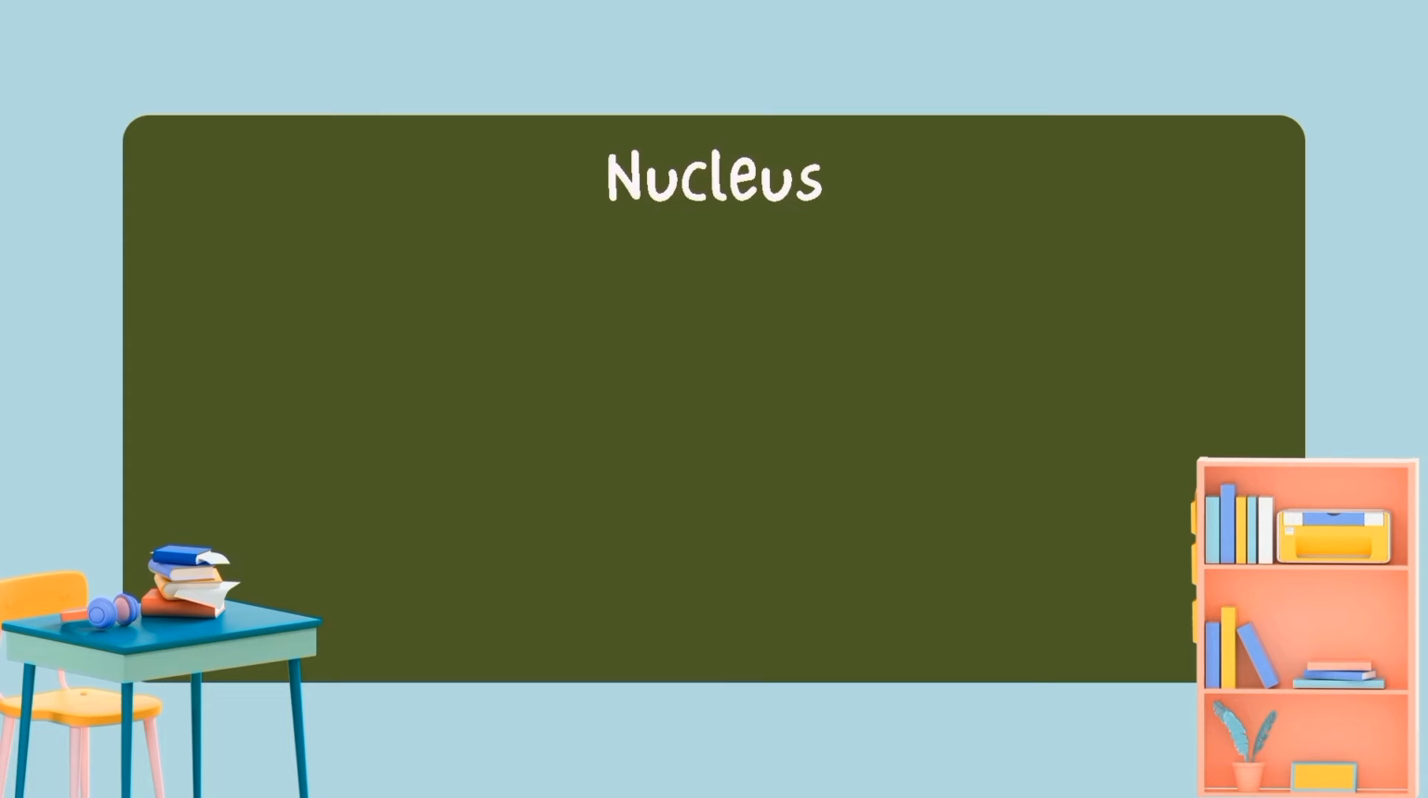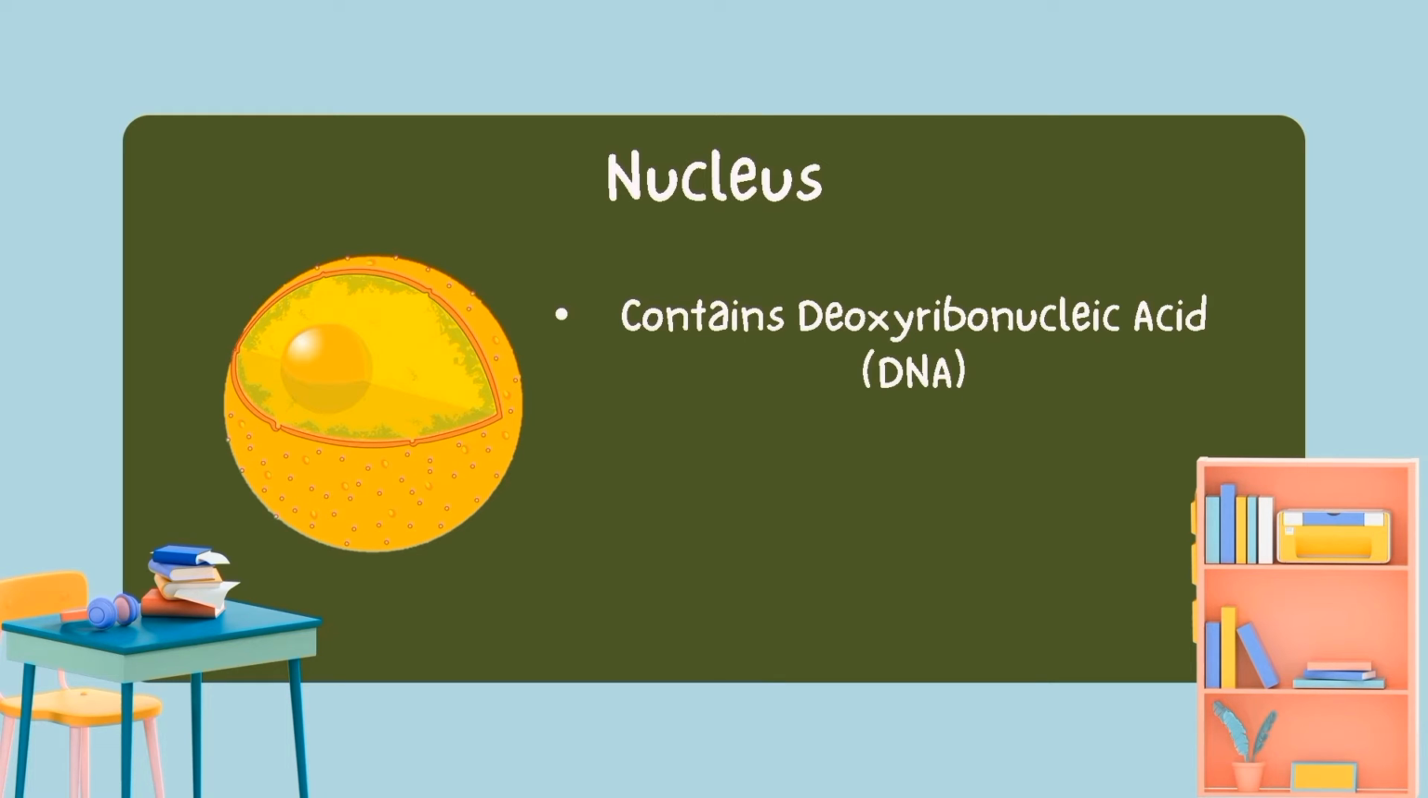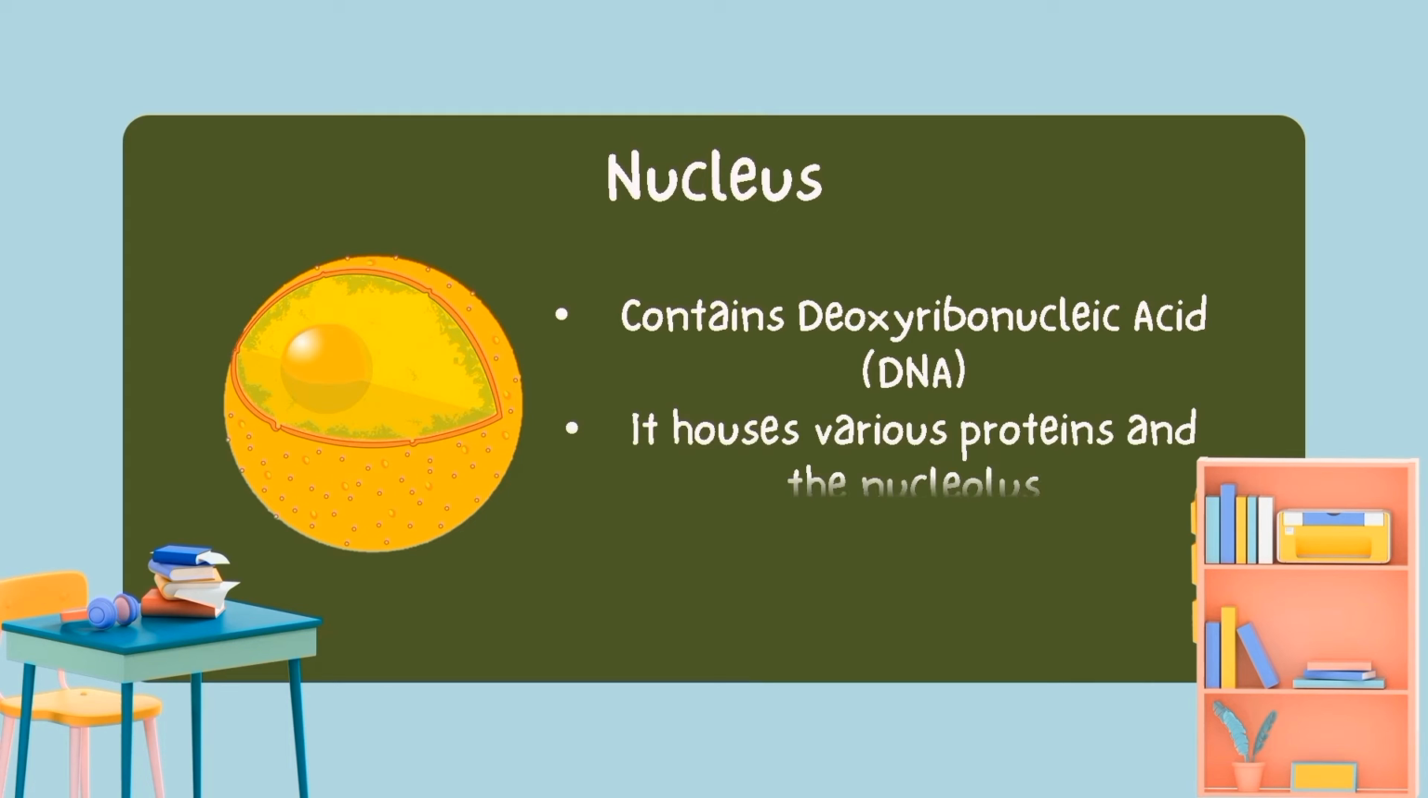The nucleus is one of the most obvious parts of the cell when you look at the picture of the cell. It's in the middle of the cell and it contains all of the cell's chromosomes which encode the genetic material or the deoxyribonucleic acid. It also houses various proteins and nucleolus. The nucleus is considered as the brain of the cell because it directs all the activities of the cell.